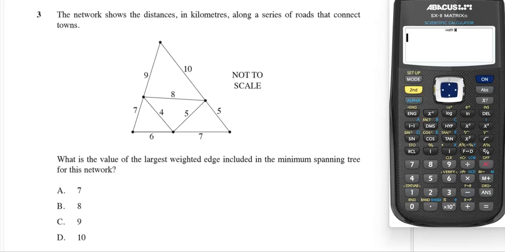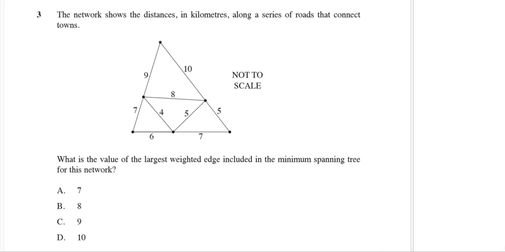Question 3. The network shows the distances in kilometres along a series of roads that connect towns. The question says, what is the value of the largest weighted edge included in the minimum spanning tree for this network? Pause here to try yourself. All right, so first of all, we need to establish what is the minimum spanning tree. I like to use Prim's algorithm, so I'll start at a vertex and I'll add the cheapest edge each time. That keeps it connected to the tree without forming a cycle.